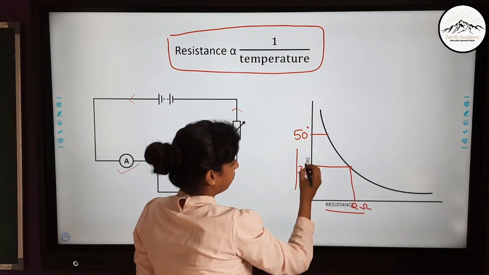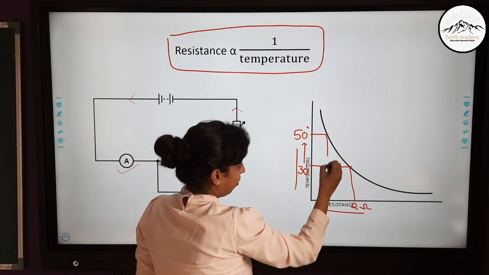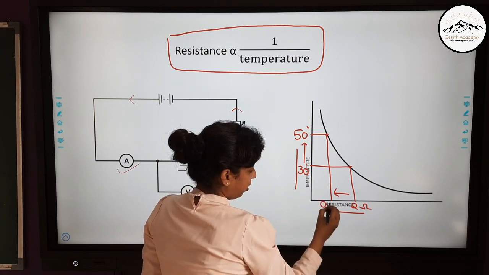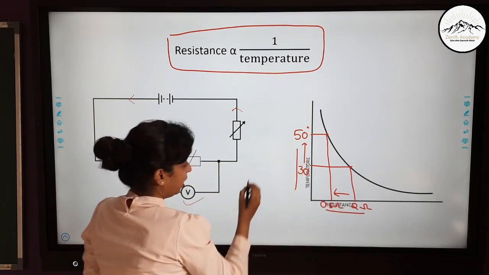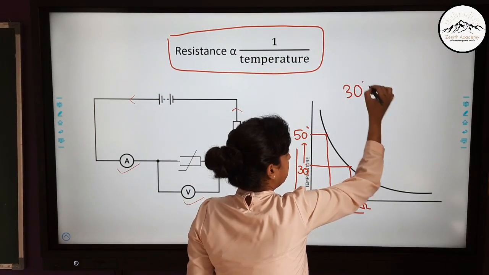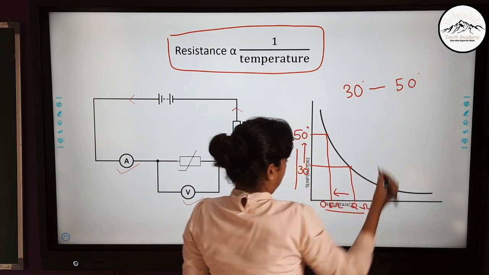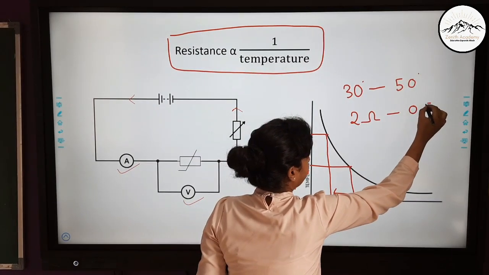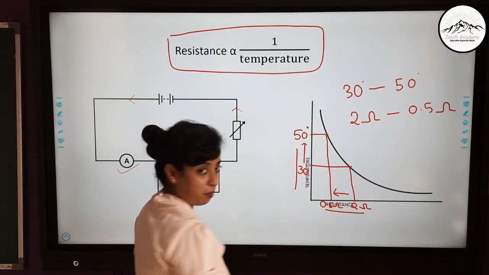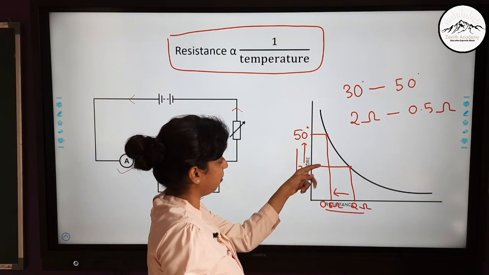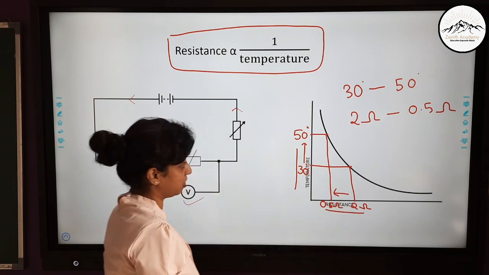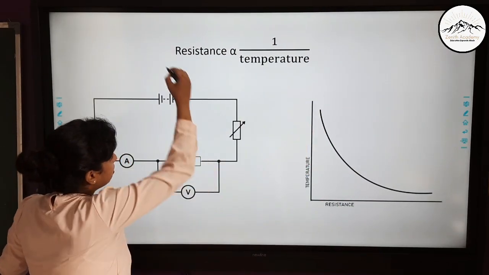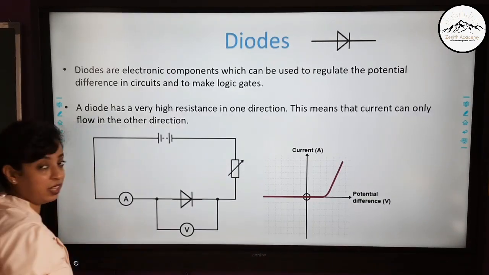Now what will happen if temperature is increased? What do you note in resistance? The resistance has decreased. You can say this is, for example, 0.5 ohm. So when I increase the temperature from 30 degrees to 50 degrees, I saw that the resistance decreased from 2 ohm to 0.5 ohm. This is just a reference I am giving, but for a very small change in temperature, the resistance changes very drastically. So always remember, resistance and temperature are inversely proportional in this case.